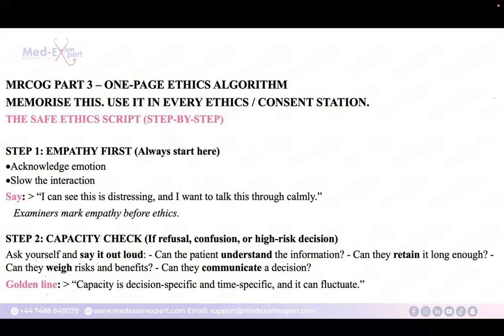Then step number 2 is to check the capacity. If the patient is refusing, why is she refusing? Is she confused, or is she taking some high risk decision which is not appropriate?